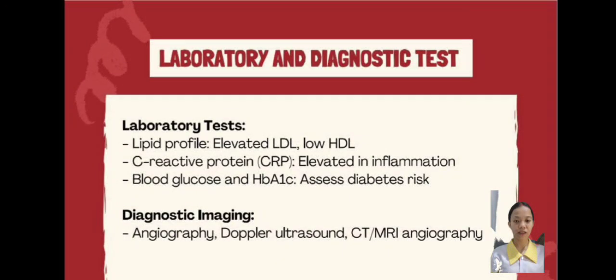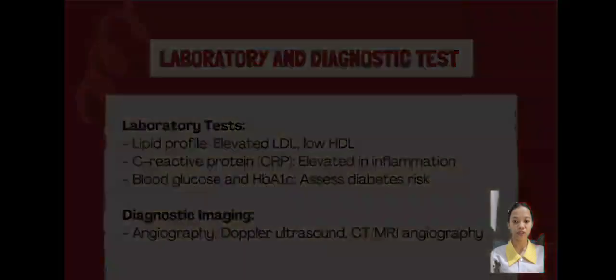Next, the laboratory and diagnostic tests. Laboratory tests include a lipid profile for elevated LDL and low HDL, C-reactive protein for elevated inflammation, and blood glucose and HbA1c for the assessment of diabetes risk. For diagnostic imaging, it includes angiography, Doppler ultrasound, CT scan, and MRI angiography. These tests are crucial for assessing the extent of arterial damage and blood flow obstruction.